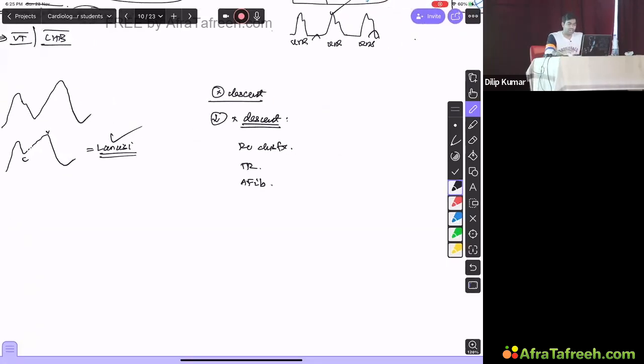Okay, what are the conditions where you will get reduced Y descent? Or maybe you can say prominent Y descent, more than reduced Y descent. Prominent Y descent. The characteristic example for this is constrictive pericarditis. Constrictive pericarditis: prominent Y descent. So what is the reason for Y descent? Ventricular filling. That is the reason for Y descent.